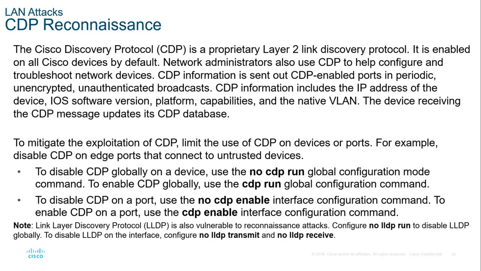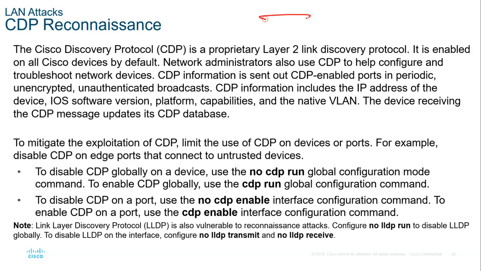So this protocol can also be hijacked, and the threat actor uses it to learn information on the neighboring device. To mitigate the exploitation of CDP, Cisco Discovery Protocol, limit the use of CDP on devices or ports. For example, disable CDP on edge ports that connect to an untrusted device.